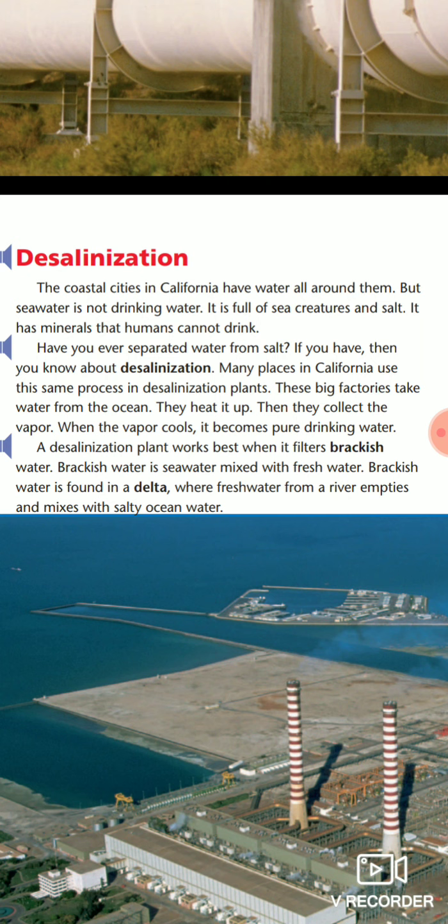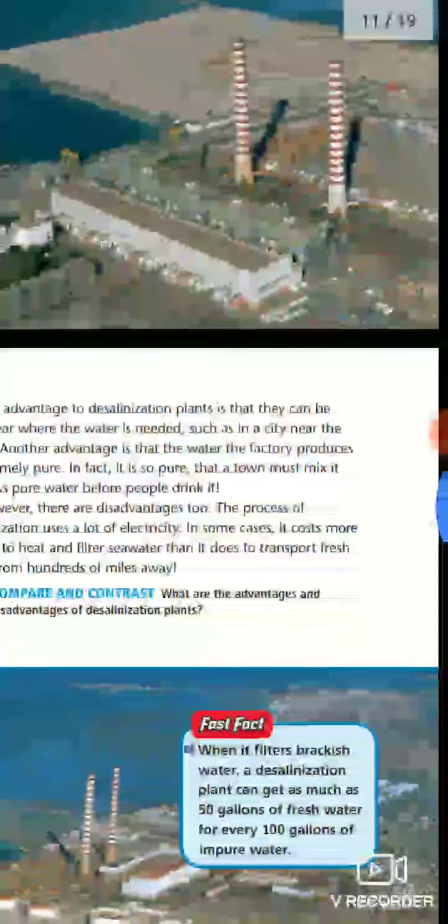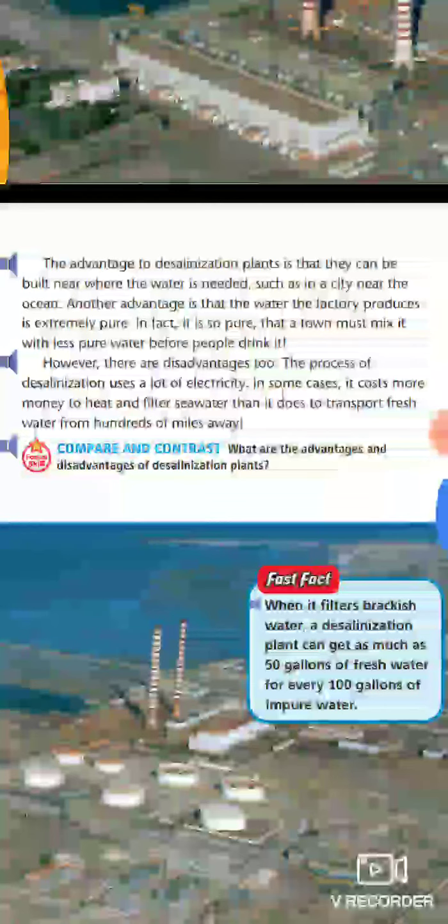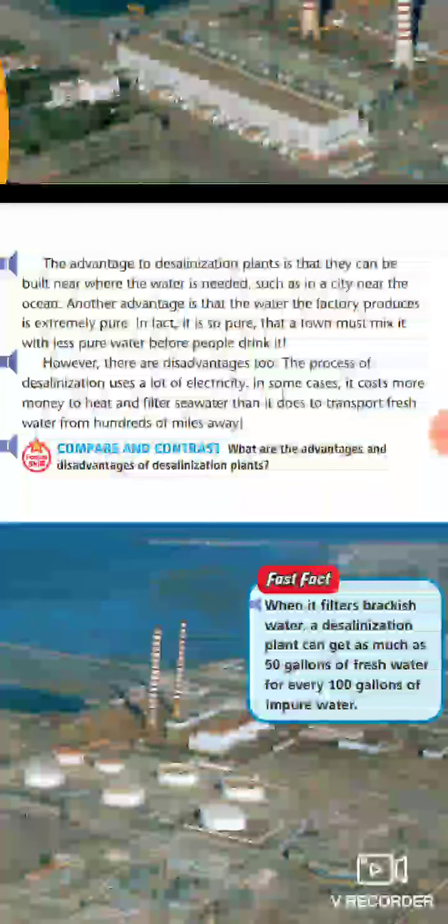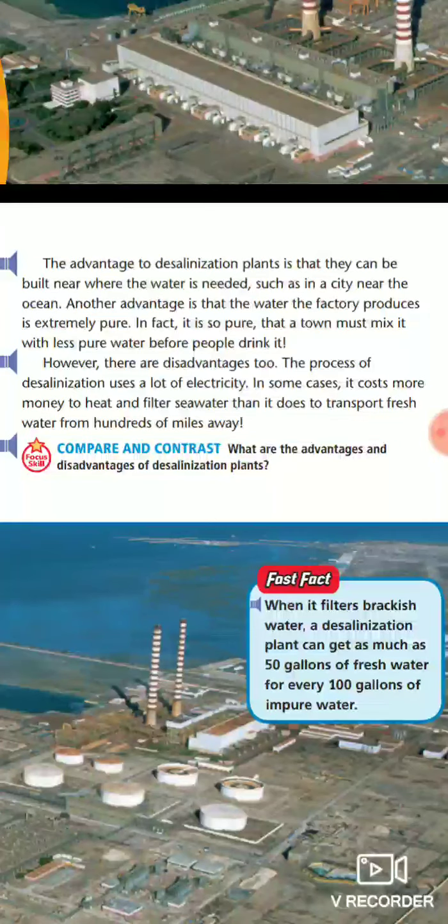A desalination plant works best when it filters brackish water. Brackish water is seawater mixed with fresh water. Brackish water is found in the delta, where fresh water from a river empties and mixes with salty ocean water. The advantage to desalination plants is that they can be built near where the water is needed, such as in a city near the ocean.